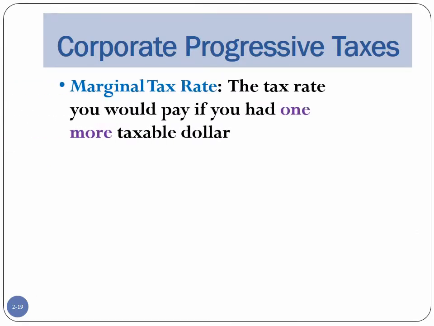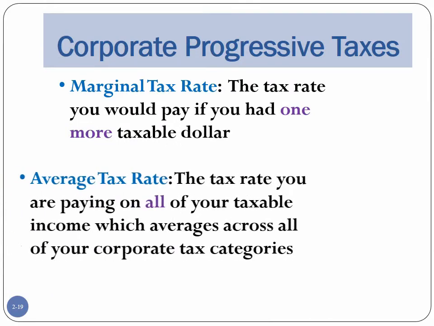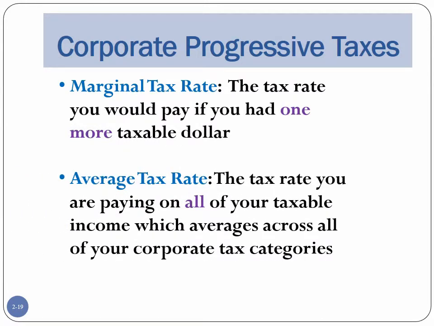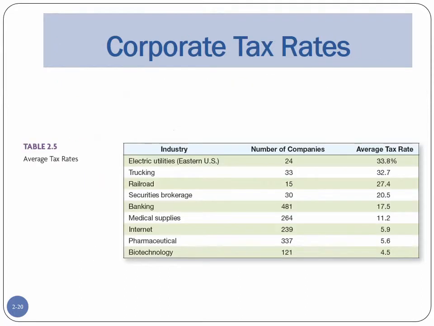The marginal tax rate is the tax rate you would pay if you had one more taxable dollar, while the average tax rate is the tax rate you are paying on all of your taxable income, which averages across all the corporate tax categories. And these are very different. If we take a look at average tax rates, they vary quite a bit.